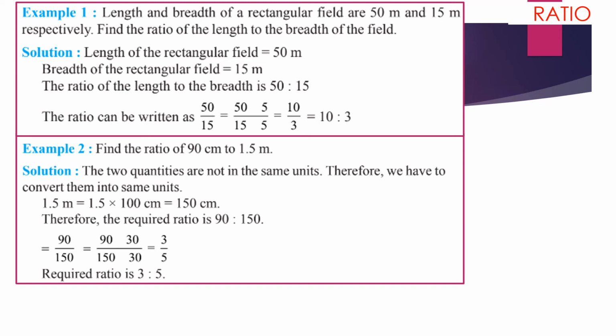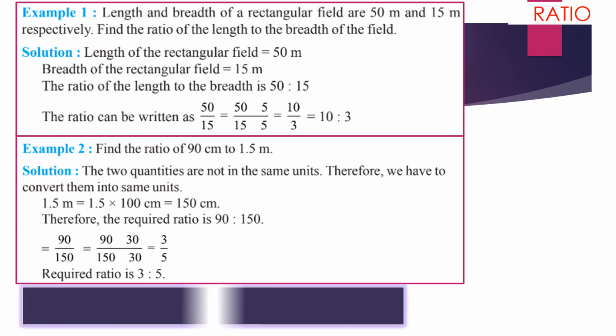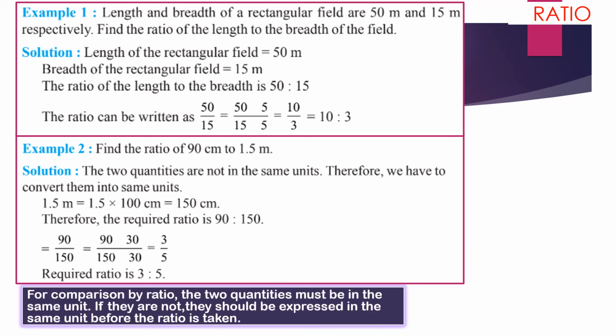Therefore, the required ratio is 90 is to 150. And we can express it into lowest form as 3 by 5. Therefore, the required ratio is equal to 3 is to 5. For comparison by ratio, the two quantities must be in the same unit. If they are not, they should be expressed in the same unit before the ratio is taken. You can try the question below.